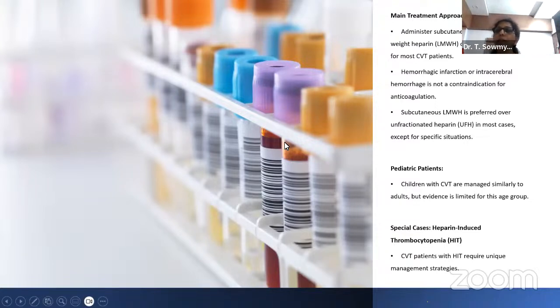And coming to the treatment, the mainstay is anticoagulation. We can administer subcutaneous low molecular weight heparin or intravenous heparin. And hemorrhagic infarction and intracerebral hemorrhage is not a contraindication for anticoagulation. Subcutaneous low molecular weight heparin is preferred over unfractionated heparin. And in the pediatric age group also, the treatment is the same.